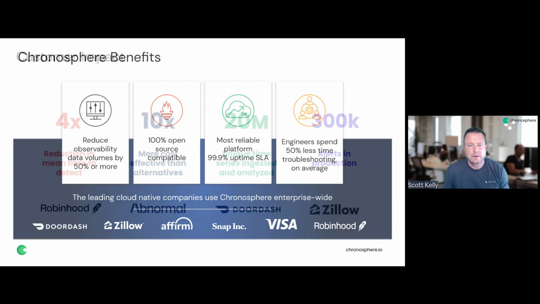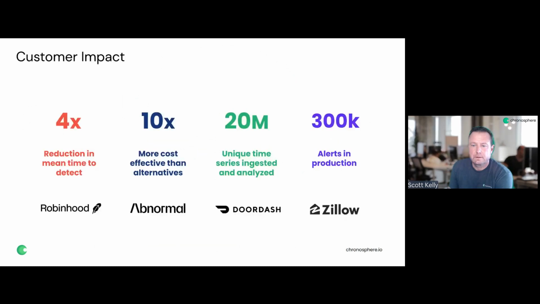And the next slide. And so here you can actually see some of the impact on these customers. For Robinhood, for example, a 4 times reduction in mean time to detect. For Abnormal, we're 10 times more cost effective than other solutions. And you can see DoorDash here, 20 million unique time series ingested and analyzed, massive. And then for Zillow, they got 300,000 active alerts in production.